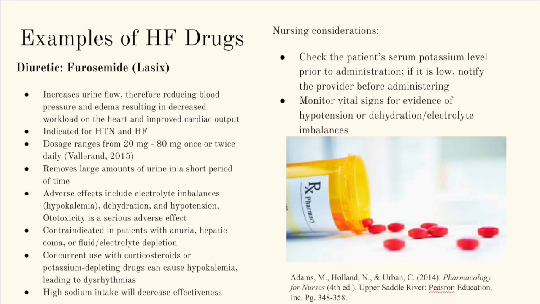Lasix is an example of a diuretic. For this medication, you want to have a dose range from 20 milligrams to 80 milligrams once or twice daily, and it removes large amounts of urine in a short period of time. So adverse effects would include electrolyte imbalances, focusing on hypokalemia, dehydration, and hypotension. Ototoxicity is a serious adverse effect, and you should call your doctor.